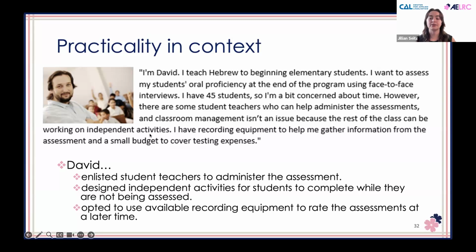Finally, he opted to use some recording equipment that is available to him so that he can actually rate the assessment performances at a later date. All of these steps help to make an oral proficiency assessment more practical for David's larger class.